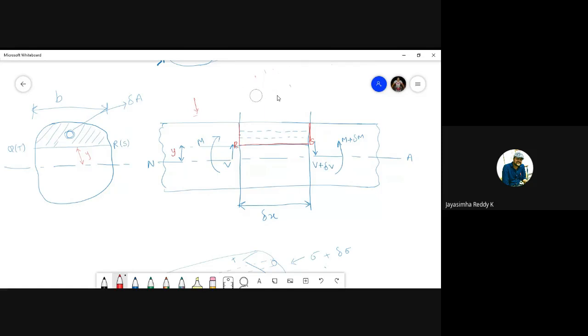So similarly, I have considered different shear force and different bending moments at these ends. So at this end, what I have considered is M as my bending moment and V as my shear force, and at this right side, I have considered V plus delta V as my shear force and M plus delta M as my bending moment.